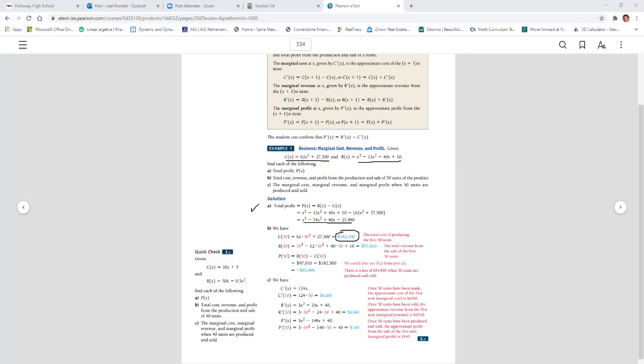When they plugged 50 into the revenue equation, they ended up getting $97,010. So this is how much they made when they sold 50 items. And notice that the profit, which is the revenue minus the cost, all they did was they took the $97,010, which is the revenue amount at 50, and they subtracted the cost of producing 50 items, and they actually lost money. That's what that negative sign indicates. Their profit is actually negative $85,490.